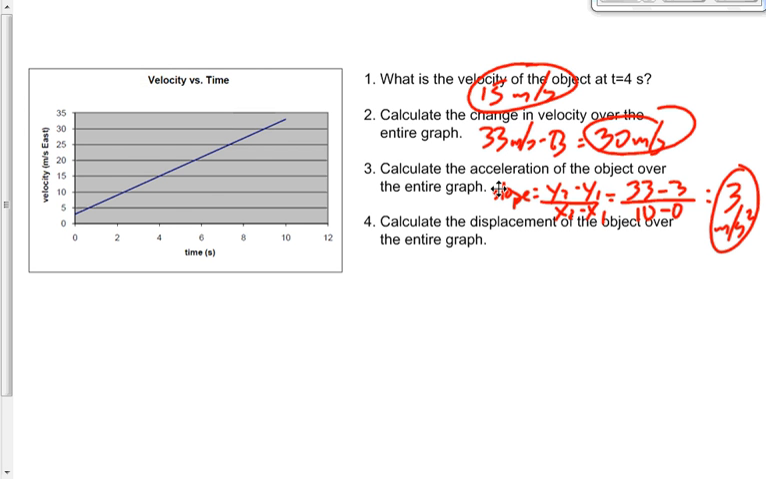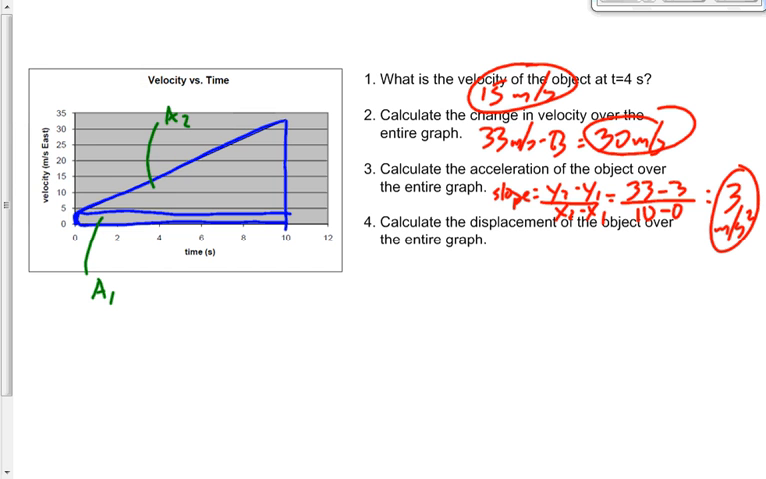Now finally, the displacement of the object over the entire graph. This is where we find the area. Now the problem is, we got a shape here that's a little bit odd. We have a shape that looks like this. I don't even know what you'd call that as a shape. But I know it's not a square or a rectangle or a triangle. It's a combination of a rectangle and a triangle. We're going to say this is area number 1, and this one's going to be area number 2.